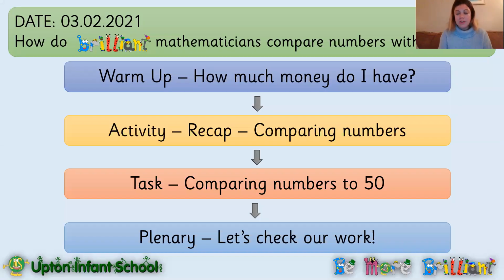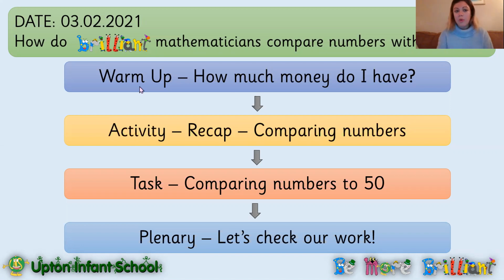So, for today's lesson, we're going to be carrying on with our theme of numbers within 50. And today we're going to be comparing some of those numbers. So, let's have a look at our objectives for today. As I said, we're going to be looking at how brilliant mathematicians compare numbers within 50. We've done lots of comparing before, so we'll have a bit of a recap about how we do that.